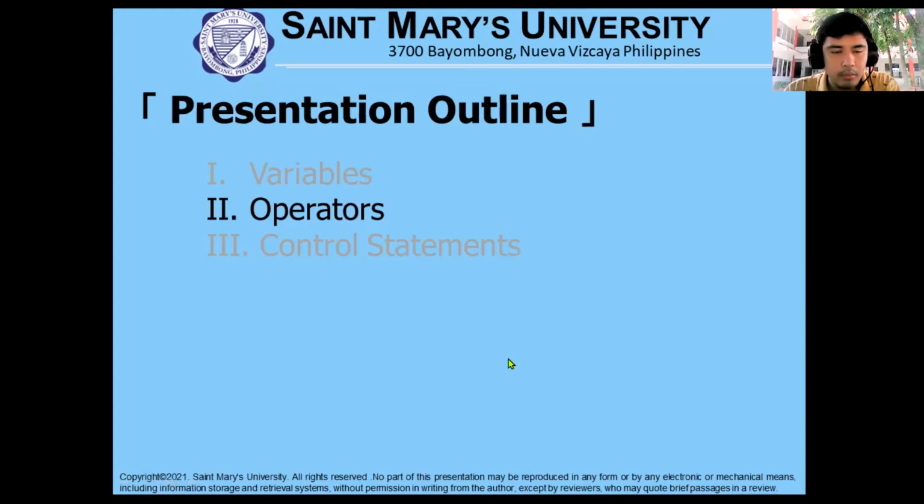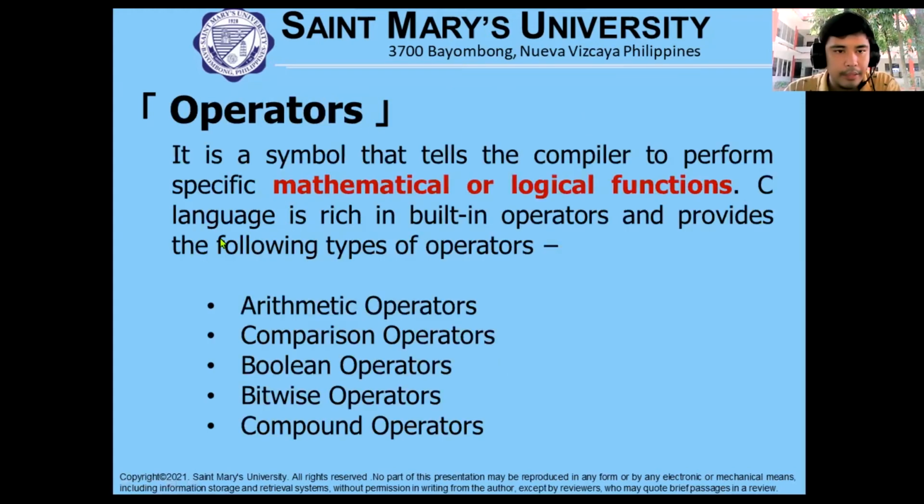Now let us proceed to operators. An operator is a symbol that tells the compiler to perform specific mathematical or logical functions. C language, which is the language used in Arduino programming, is rich in built-in operators and provides the following types of operators. We'll be discussing arithmetic operators, comparison operators, Boolean operators, bitwise operators, and then compound operators.